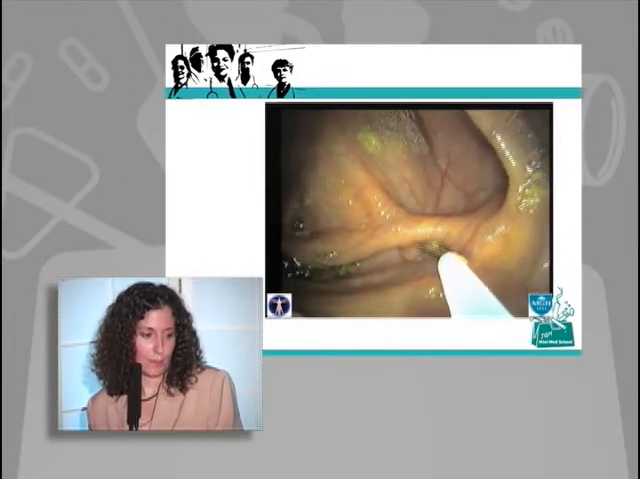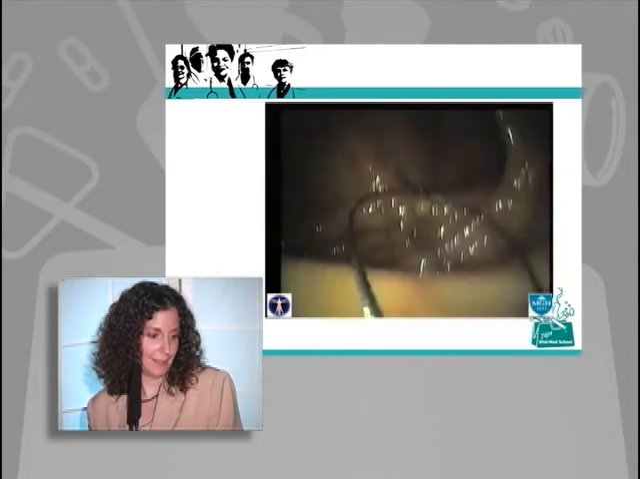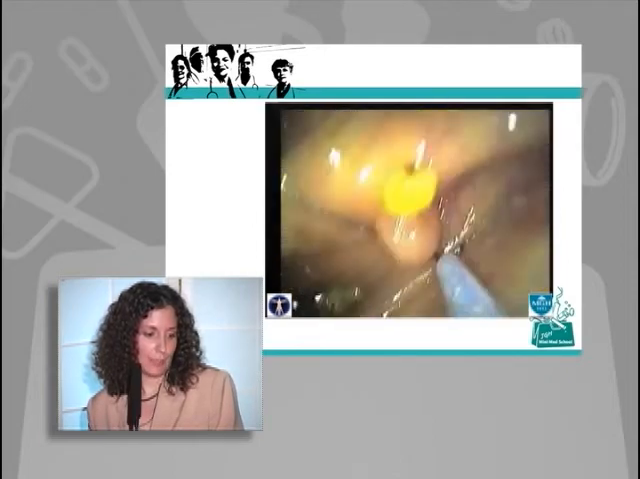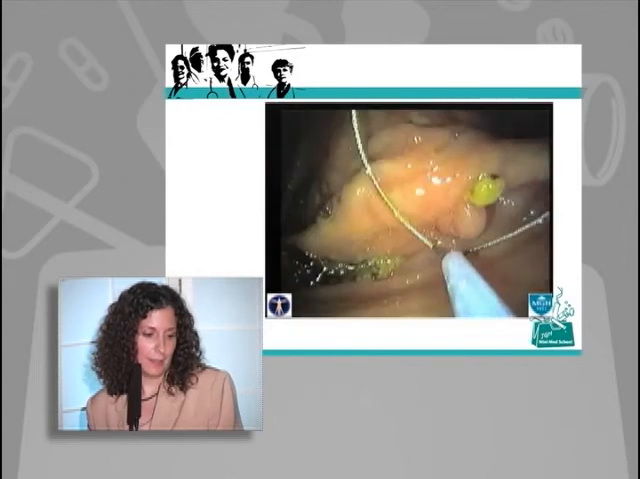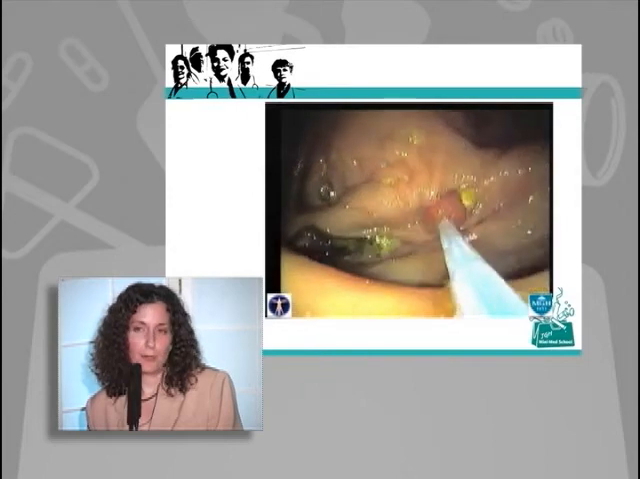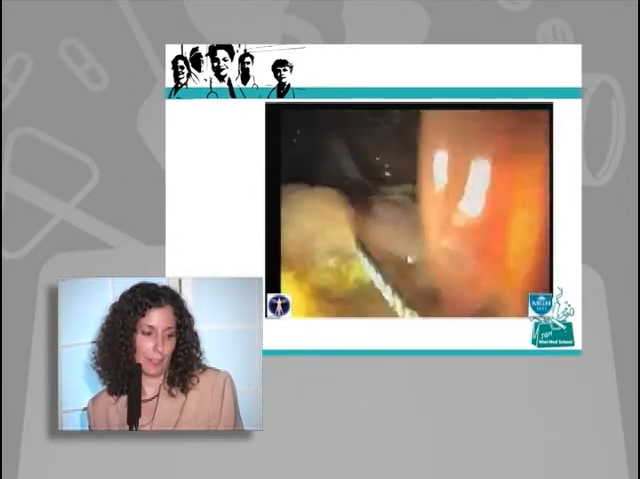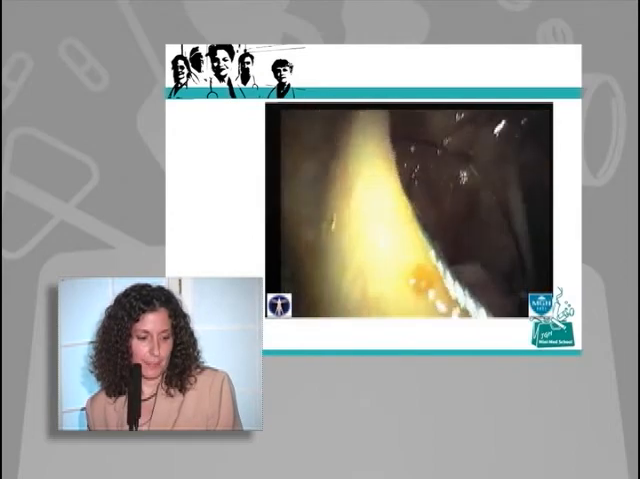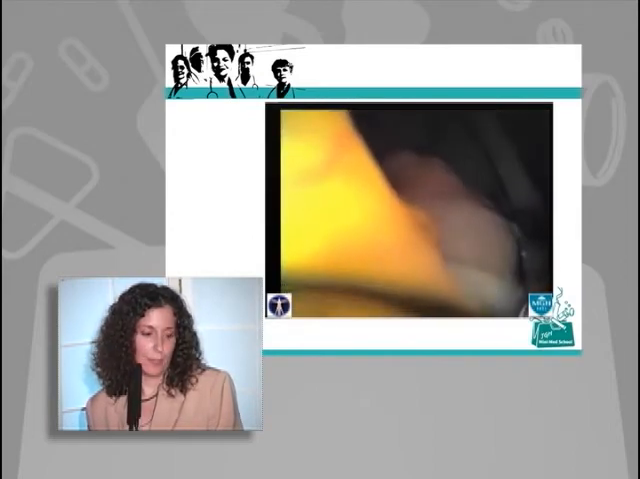So this is a polyp all the way in the cecum. You could tell that because the appendix is right at the base here. So we're using this lasso, what we call a snare, to go and wrap around this polyp and essentially strangulate it. And then cautery is applied. Essentially, a hot knife is applied to cut the polyp off. And once that's achieved, we're able to suck up the polyp through the scope.